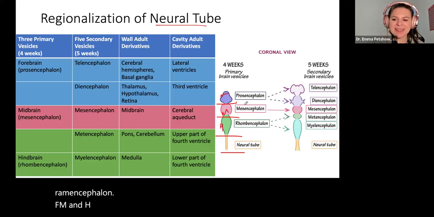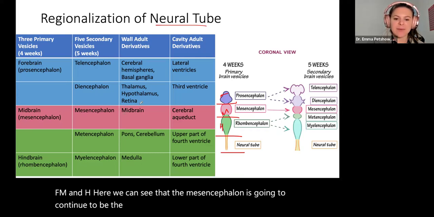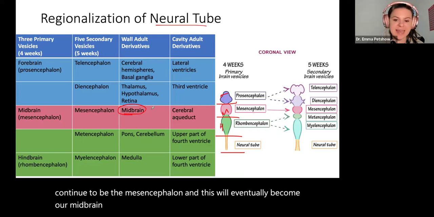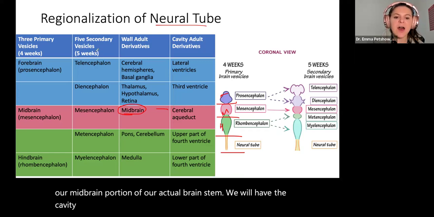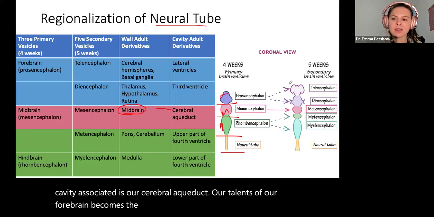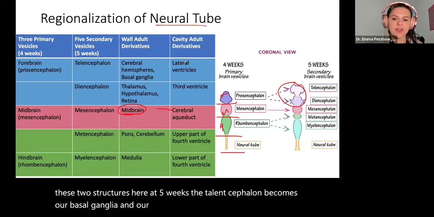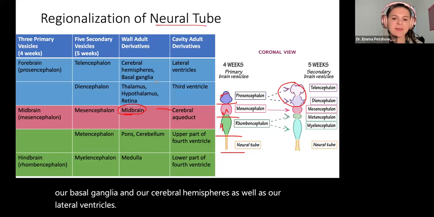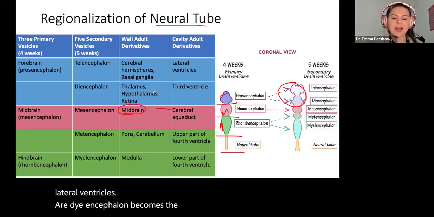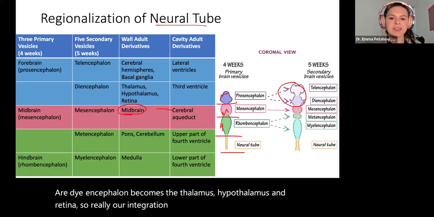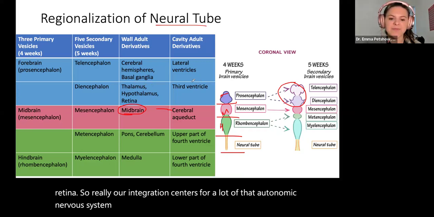We can see that the mesencephalon is going to continue to be the mesencephalon, and this will eventually become our midbrain portion of our actual brain stem. The cavity associated is our cerebral aqueduct. Our forebrain becomes the telencephalon and the diencephalon. So these two structures here at 5 weeks. The telencephalon becomes our basal ganglia and our cerebral hemispheres, as well as our lateral ventricles. Our diencephalon becomes the thalamus, hypothalamus, and retina. So really our integration centers for a lot of that autonomic nervous system components and the third ventricle.